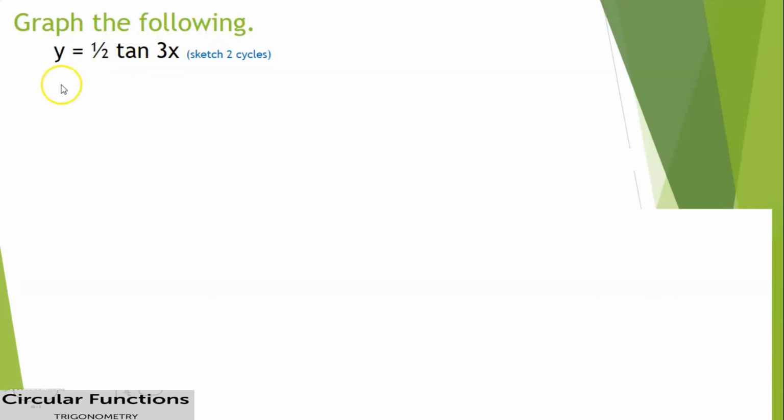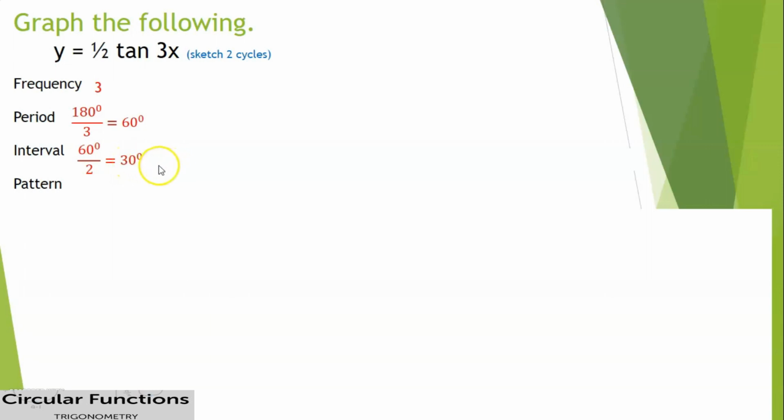Okay, graph the following. Let's have sample graphs of asymptotic equations. For example, y is equal to 1/2 tangent 3x. Let's identify its basic properties. The frequency here is 3. The period is 180 divided by 3, which is 60. For the interval, that would be 60 divided by the constant 2, so we will have 30. Get the rest of the interval: 60 plus 30 plus 30 and so on.